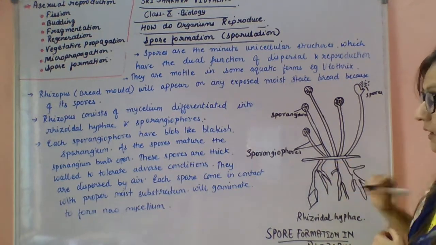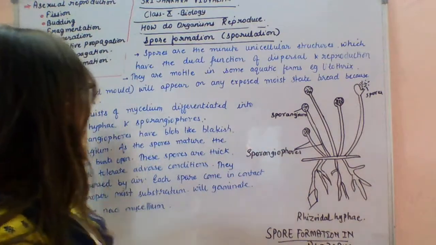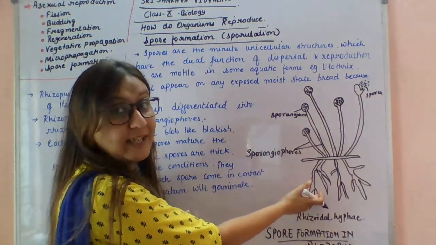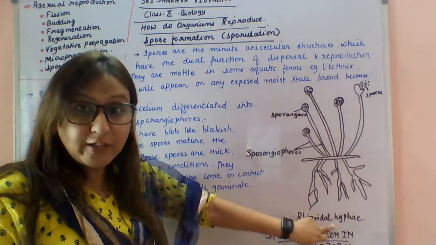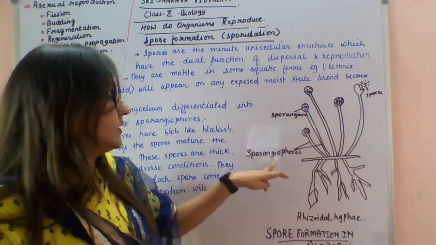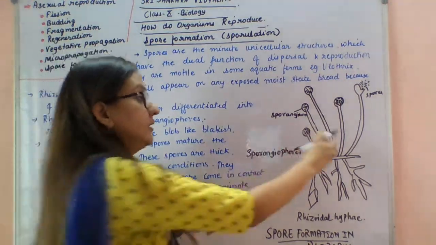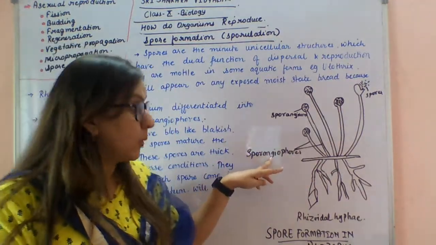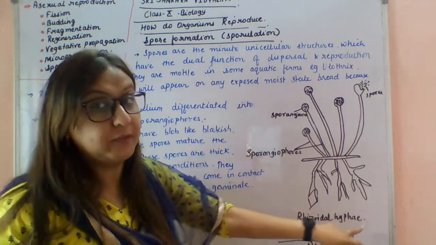This mycelium is differentiated into rhizoidal hyphae. These are thread-like structures. This is called rhizoidal hyphae, and this is called sporangiophore. This is a stalk-like structure. So this hypha is called the sporangiophore, whereas this hypha is called the rhizoidal hypha.